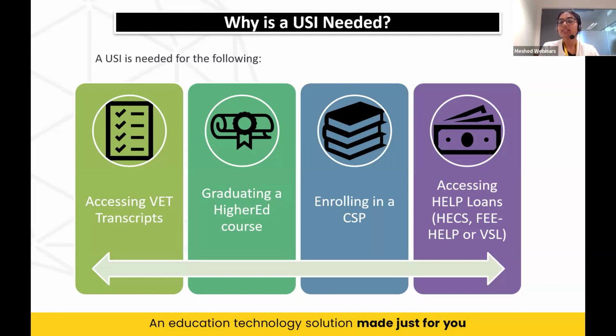And finally, the USI is also needed if the student wants to access any sort of help loans, which includes both higher ed and VET providers who have HESA approvals for HECS-HELP loan, FEE-HELP loan, or VSL, which is VET student loan. So, for all these categories, if the student would want to proceed with this or already has an application for any of these categories or wants to access their transcripts or graduation certificates, they would need to have a USI in order to successfully do so.